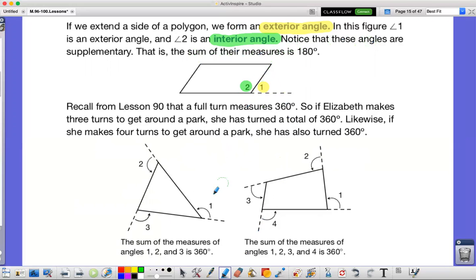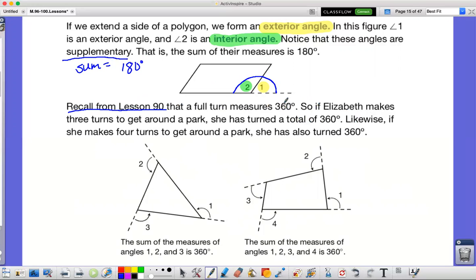These angles are supplementary. What does that mean? That's a vocab word for math. That means that their sum equals something. What does it equal? The sum of those two measures equals a nice, neat 180 degrees. And if you look back at lesson 90, a full turn measures 360 degrees.